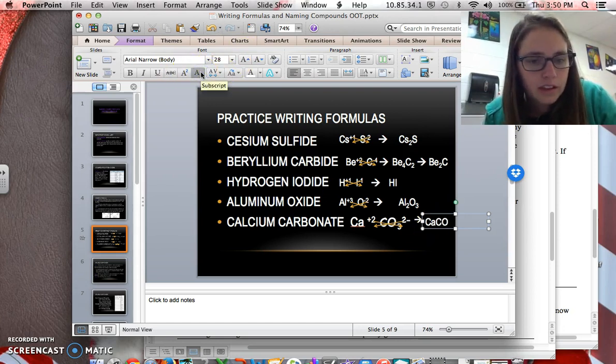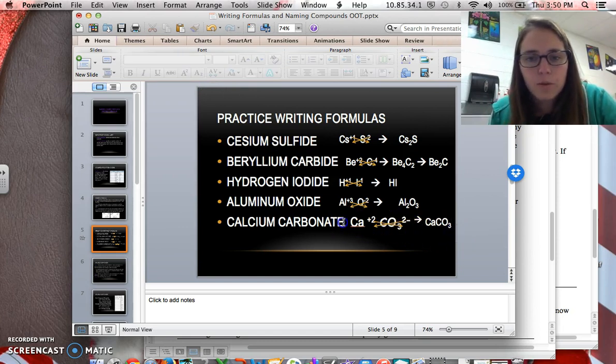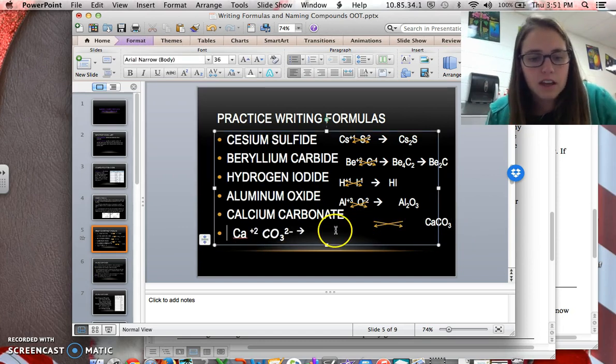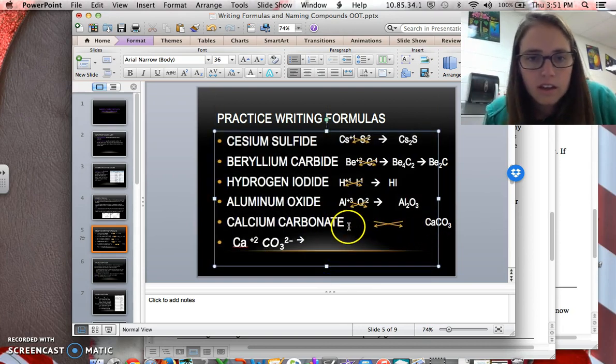Now 2 and 2, that's equal, so we don't actually need to add any additional subscripts. So that would be it. Okay, let's try one more just for the sake of really understanding this.